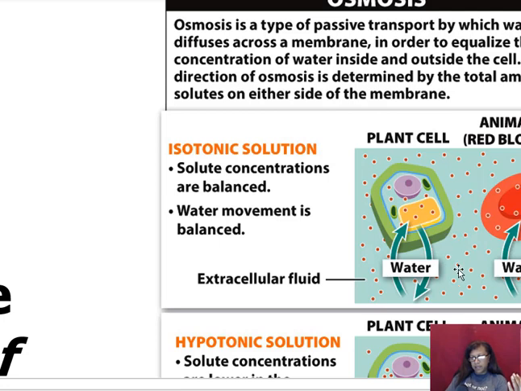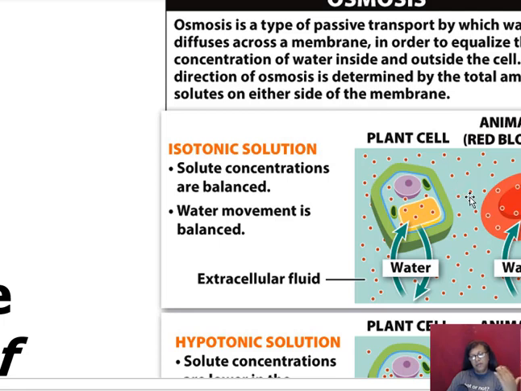Here we have two cells. We've got a plant cell and we've got an animal cell, here, a red blood cell. Let's just look at the red blood cell for simplicity. We've got this red blood cell, and it has a certain number of particles inside of the cell, right, in the cytoplasm. And it's in this solution that has a certain number of particles. Maybe it's a saline solution, right?